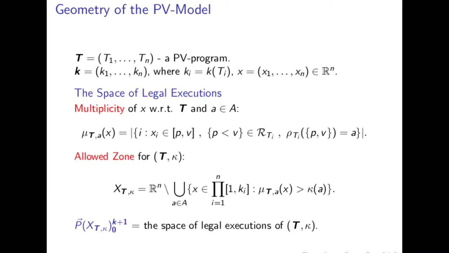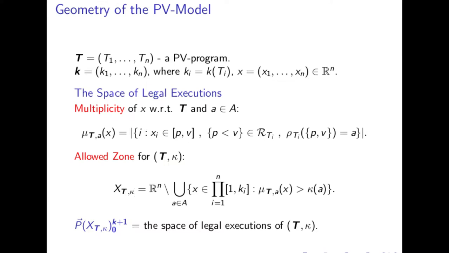And the allowed zone, the zone on which we are allowed to take a path, is just all the points in Rn such that their multiplicity with respect to all A's is less than or equal to Ka. So it's exactly this expression. And the path space that is associated to this program, T and K, is just the space of all paths from 0 to k plus 1 on this X_{T,K}.